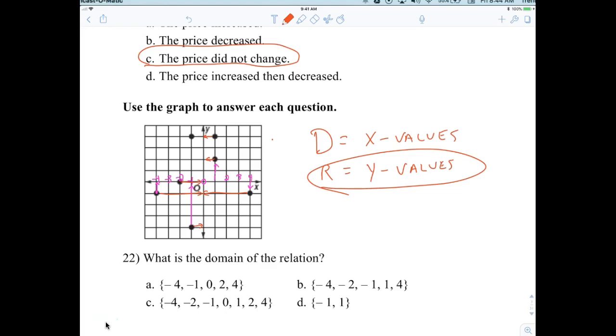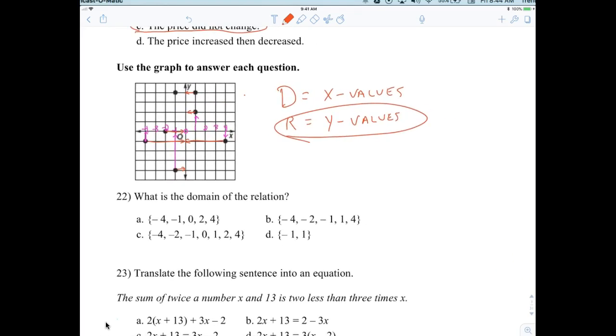Another way, for some of you, if you're confused, is just write down the coordinate for every single point. And then list the x's. Everybody good with that? All right. So here we go. What was the answer then? B. All right.